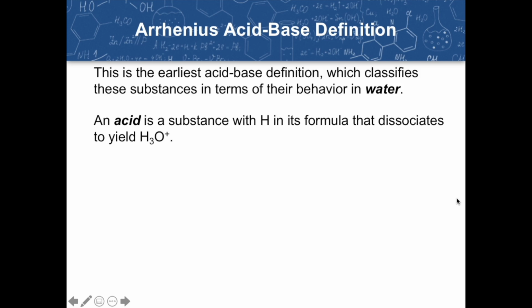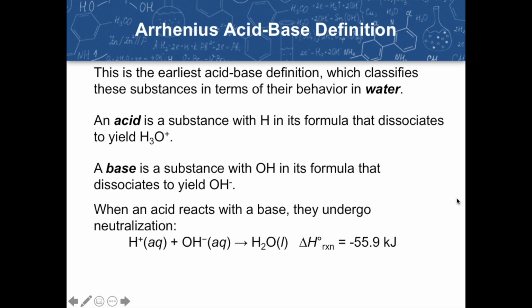Now, for the Arrhenius acid and base definition, this is the earliest acid-base definition which classifies these substances in terms of their behavior in water. So, an acid, according to Arrhenius, is a substance with hydrogen in its formula that dissociates to yield H3O+ or the hydronium ion. While a base is a substance with OH or hydroxide in its formula that dissociates to yield hydroxide ions. Now, some typical Arrhenius acids are hydrochloric acid, nitric acid or HNO3, and cyanic acid. And some typical bases, we have sodium hydroxide, potassium hydroxide, and barium hydroxide.